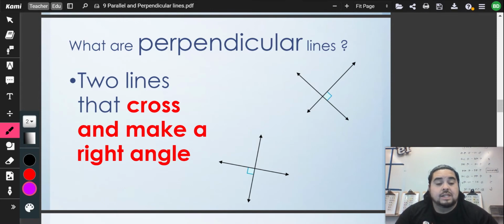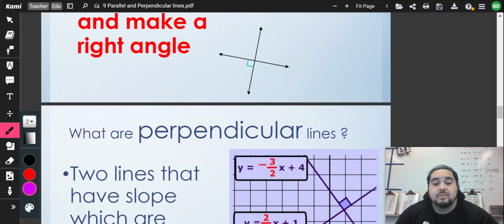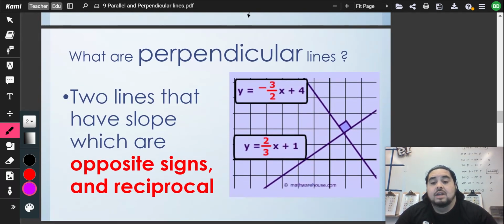To determine if lines are perpendicular by looking at the slope, we use what's called the negative reciprocal. So let's break down what that means. Two lines that have slopes which are opposite signs and reciprocals are perpendicular. In this example, I have one line where the slope is 2/3. I'm going to flip that over. That's my reciprocal. That becomes 3 over 2, and then change the sign. Because one is positive, the other one has to be negative. Okay, so that's how you determine if lines are perpendicular.